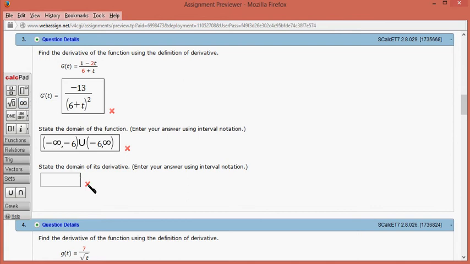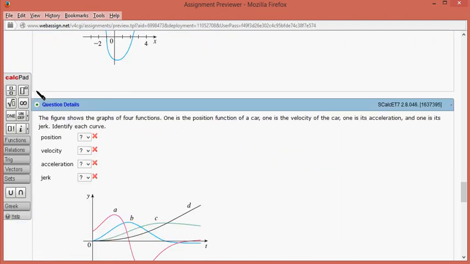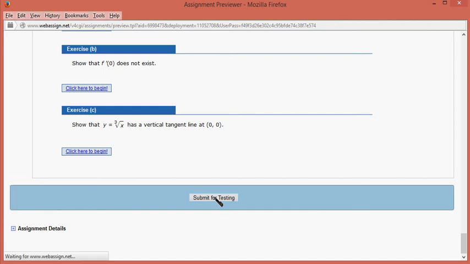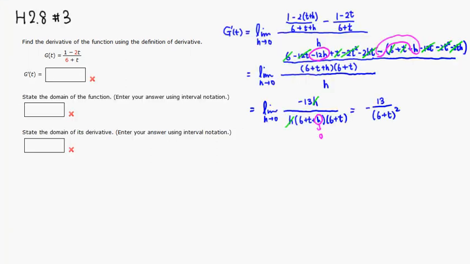And state the domain of its derivative. It's actually exactly the same. So I'm just going to put negative infinity to negative 6, union negative 6 to infinity. Alright, so let's double check. Submit for testing. It came back, and it looks like we got all of these correct. That's it. I hope that this was clear.